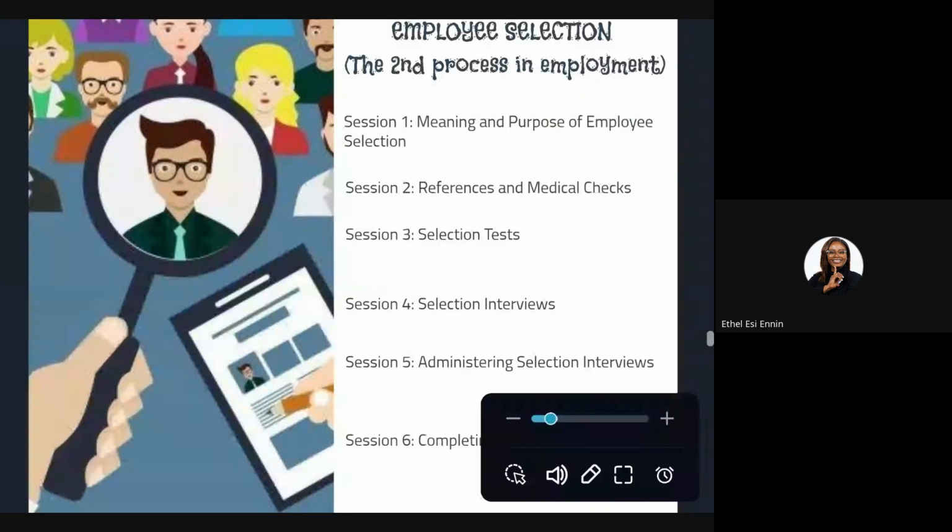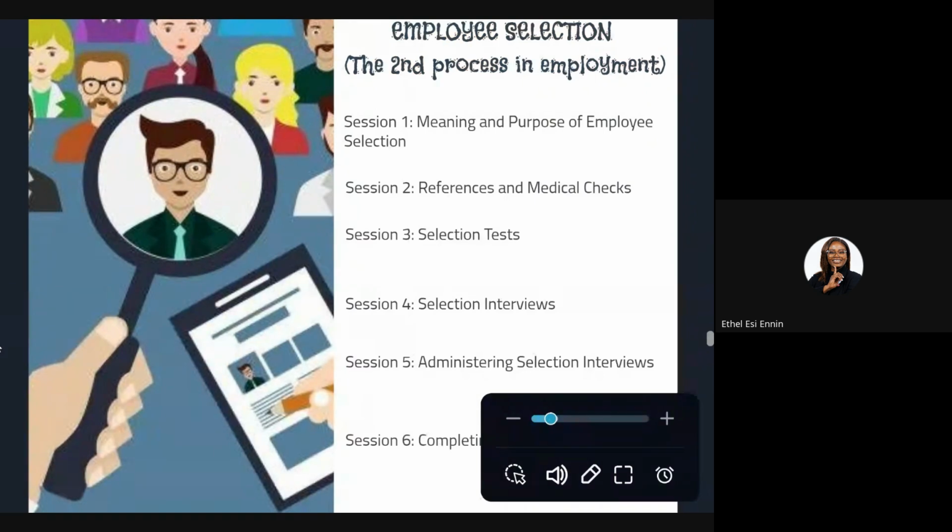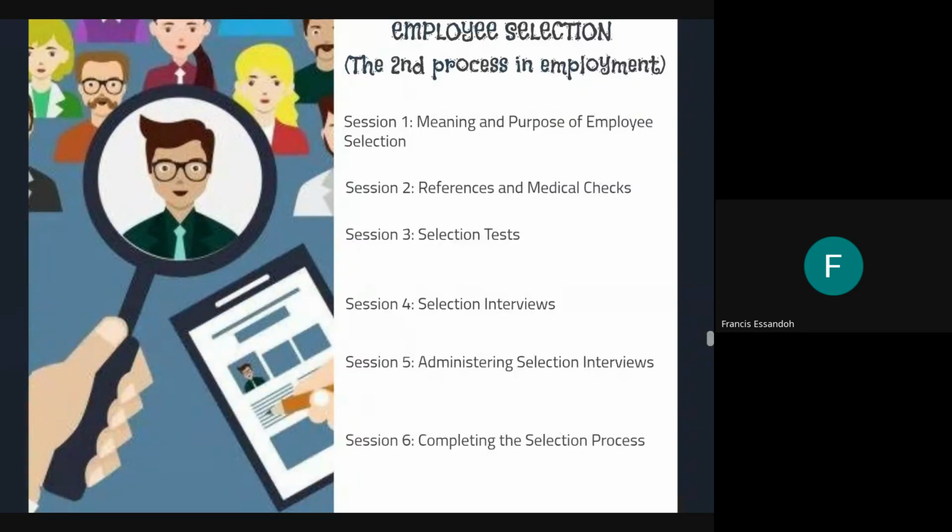You're most welcome. Can I have someone take us through administering selection interviews? Yes, Francis. Is it a question or do you want to read? Madam, I want to read. Please do us the honors. Go straight to point 5.1. Yes, please. Okay, madam. So, forms of interview administration.